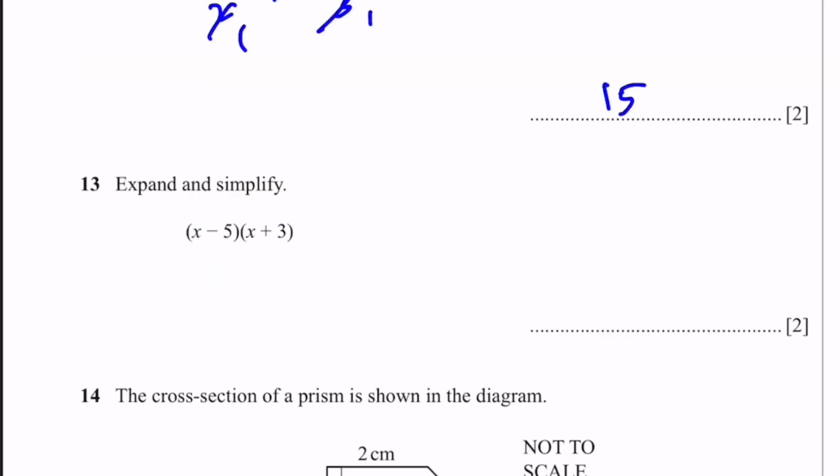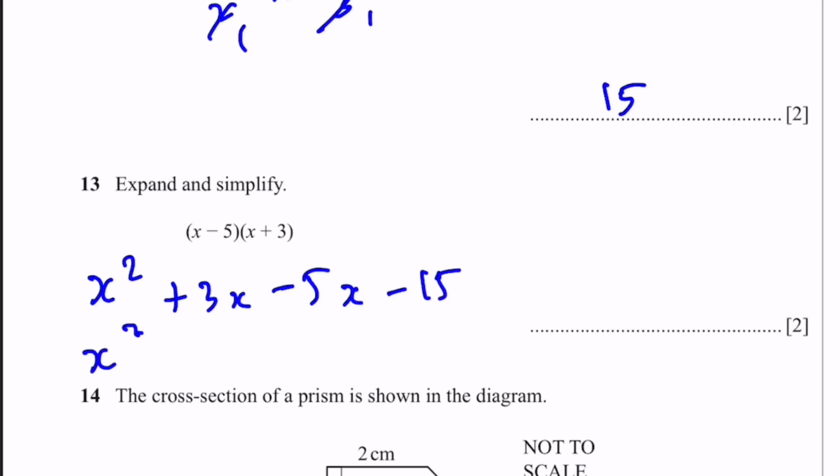Expand and simplify (x minus 5)(x plus 3). So that's equal to, let's use the FOIL method. Front, outside, inside, last. So it's x squared plus 3x minus 5x minus 15. That's equal to x squared minus 2x minus 15, and we shall write this down. This is a quadratic expression, but we do not need to solve it because they only said to simplify it.